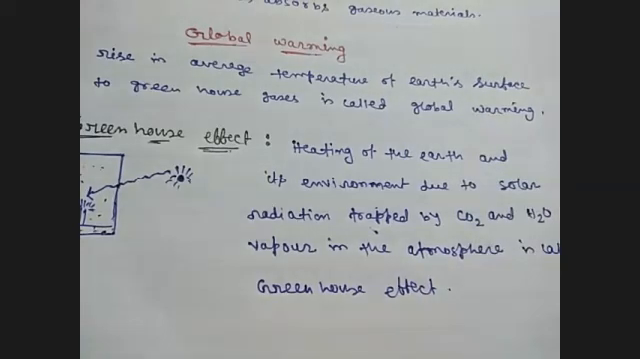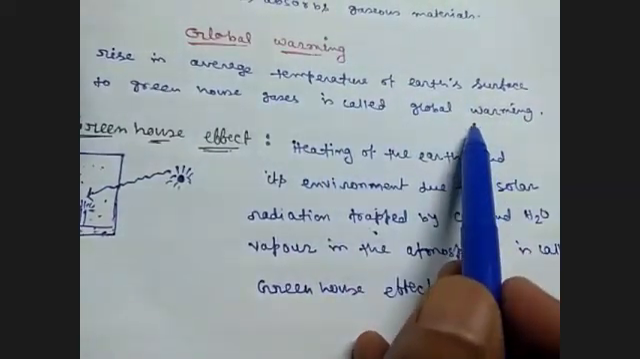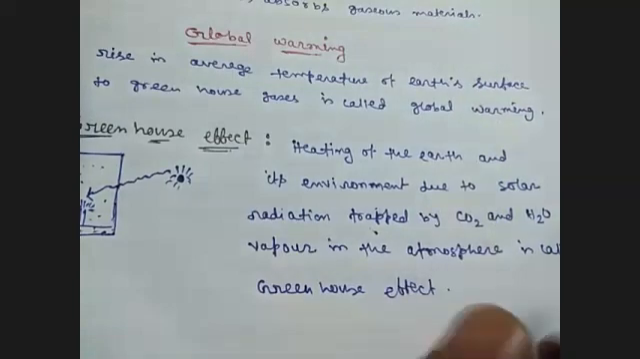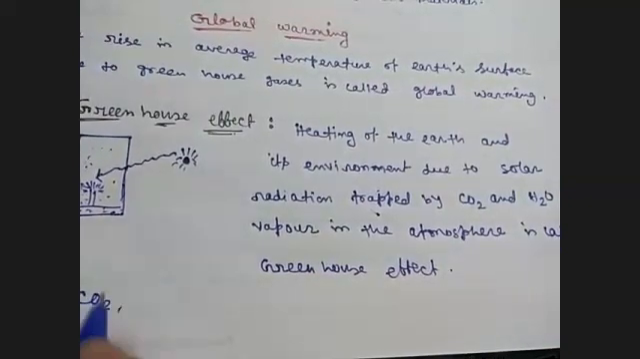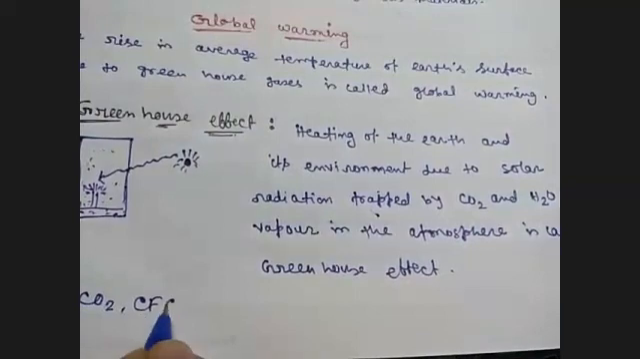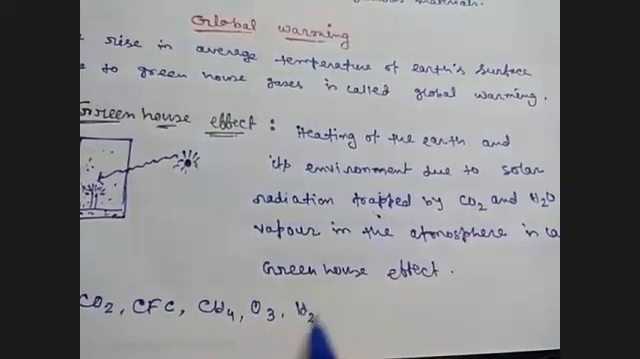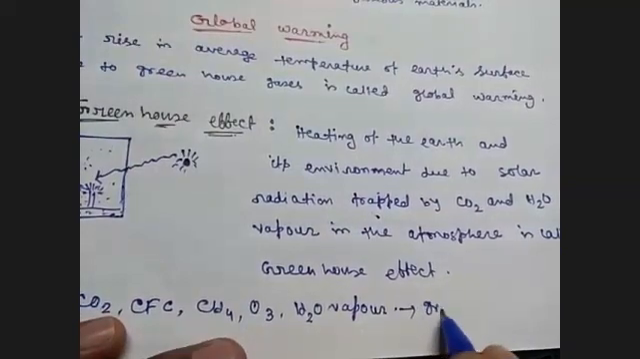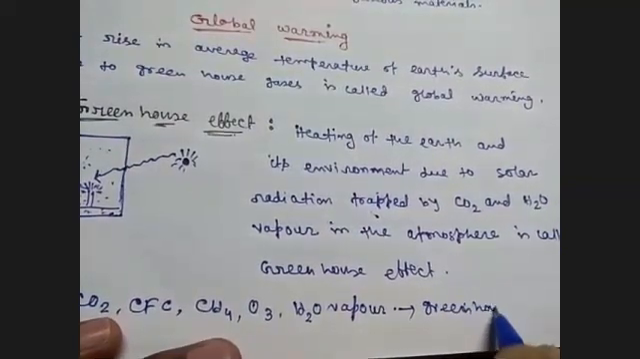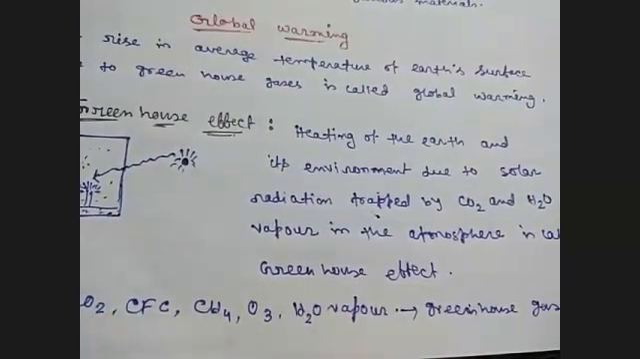When, due to the greenhouse effect, the average temperature of earth increases, this is called global warming. Some greenhouse gases are carbon dioxide, CFC (chlorofluorocarbon), methane, ozone, water vapor, etc. Greenhouse gas means they absorb radiation.